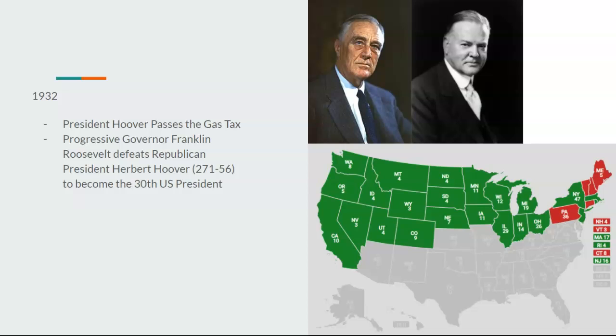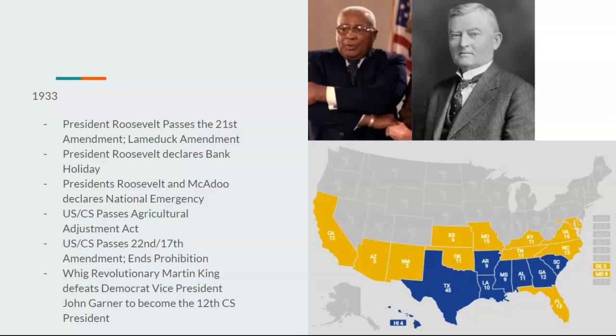But in the election, Progressive Governor Franklin Roosevelt defeats Republican President Herbert Hoover 271 to 56 to become the 30th President of the Union States. So yeah, Roosevelt still beats Hoover in this timeline. In 1933, however, President Roosevelt passes the 21st Amendment, which is the Lame Duck Amendment. President Roosevelt declares a bank holiday, so he does that still. Presidents Roosevelt and McAdoo both declare a national emergency.